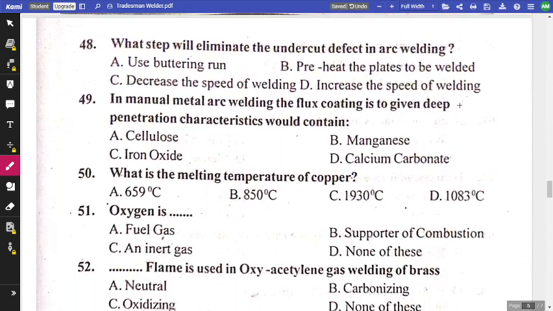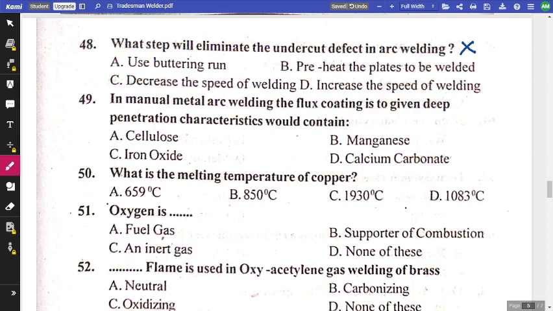What step will eliminate undercut defect in arc welding? The options: use of buttering run, preheat the plate to be welded, decrease the speed of welding, increase the speed of welding. This question is cancelled by PSC.